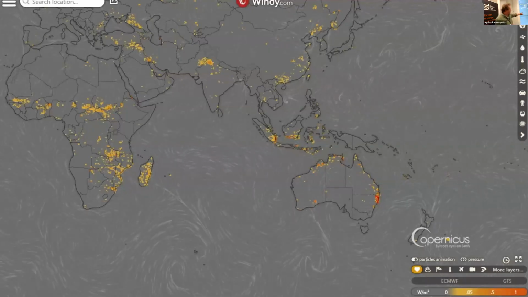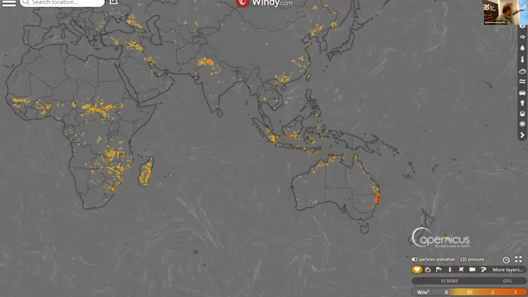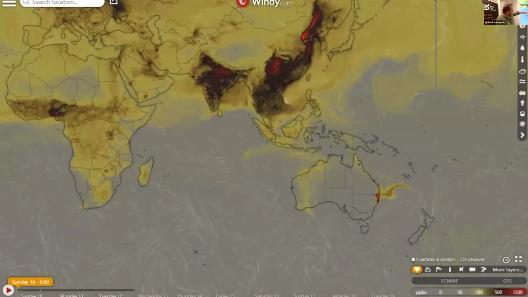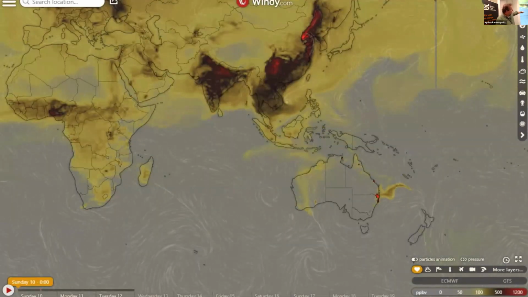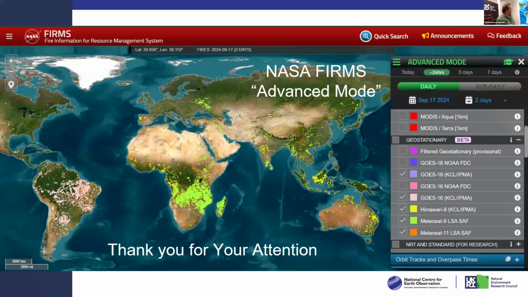If you want to see all these sort of things, they're all in Windy. If any of you know Windy, you can get all the fire radiative power data, and you can get all the atmospheric fields that are produced by Copernicus. So there's particulate matter and CO, and all the active fire data available in this, which is called NASA FIRMS.